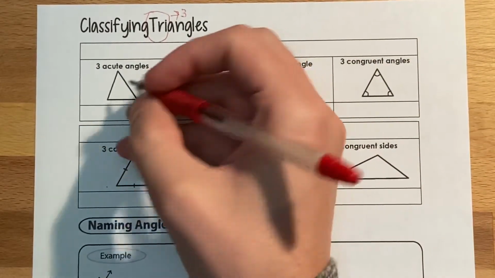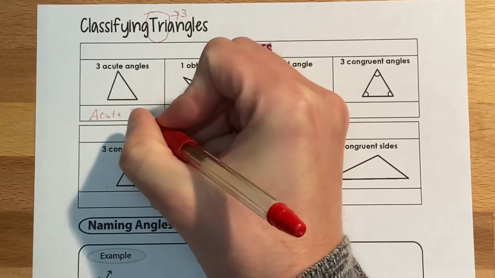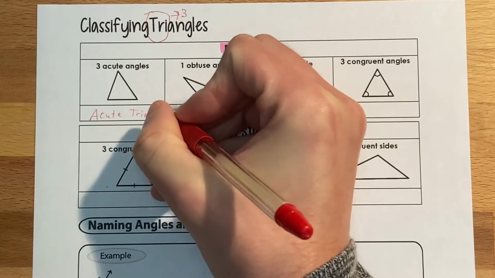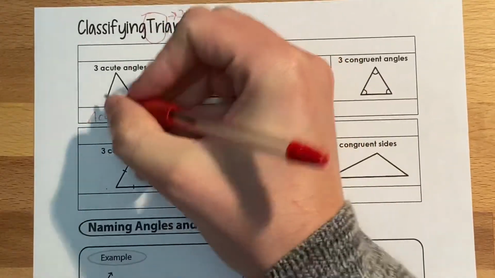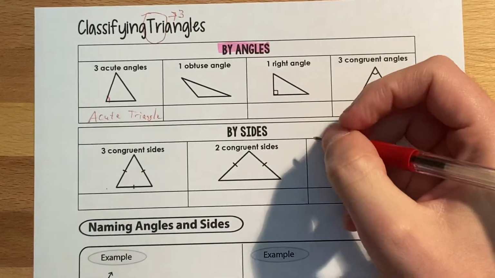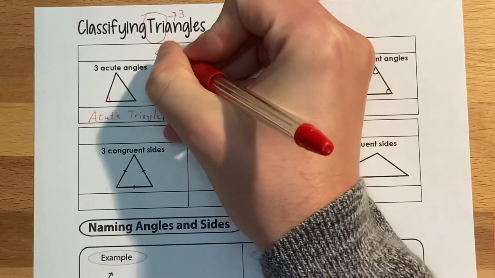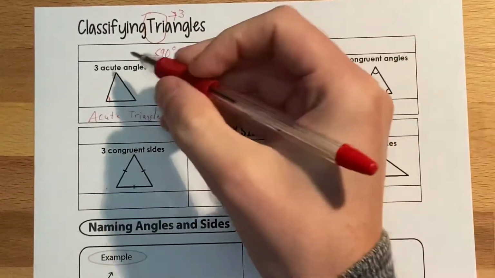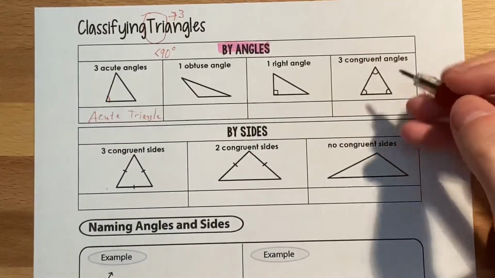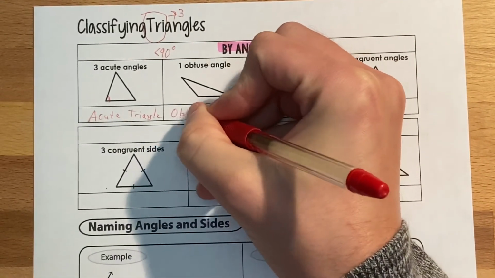Anyways, three acute angles is just going to be called an acute triangle. So if anyone ever says they're talking about an acute triangle, that just means all of the angles here are acute. That is less than 90 degrees. So less than 90 degrees. That is the less than symbol, by the way. One obtuse angle means we're going to call it an obtuse triangle.